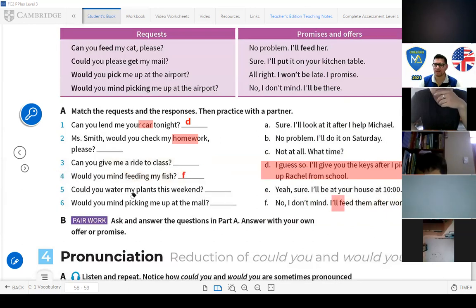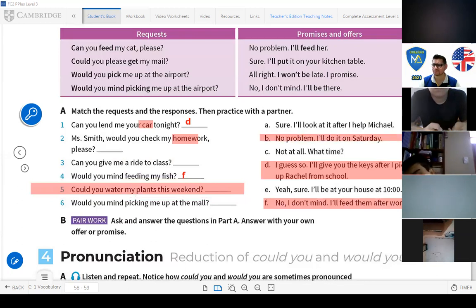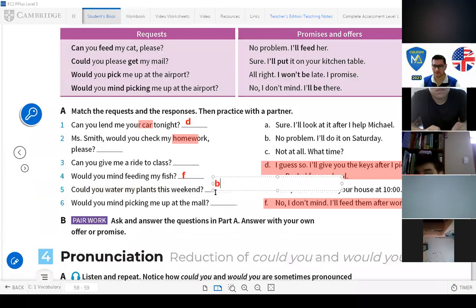What else? We have the next question that says, could you water my plants this weekend? Oh yeah, I'm gonna mark this, no? Could you water my plants this weekend? Could be, right, this. No problem. I'll do it on Saturday because they're talking about weekends. No? Okay, I think this should be letter B. We're talking about weekends, el fin de semana, right?